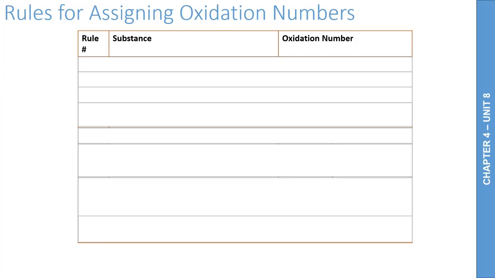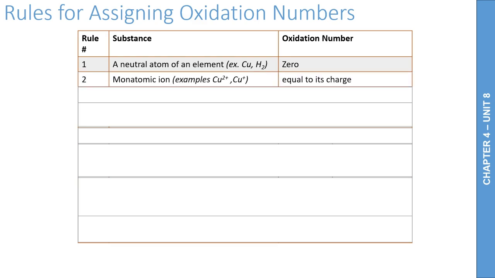For example, the first rule is the rule of a neutral atom of an element. That must be zero. So you have copper, hydrogen, it's always zero. A neutral atom of an element has an oxidation number of zero. Rule number 2, monatomic ion. If you see a charge, the oxidation number will be equal to the charge. Ions in an ionic compound, for example sodium chloride, equal their charge. Sodium is going to be +1, chloride -1.